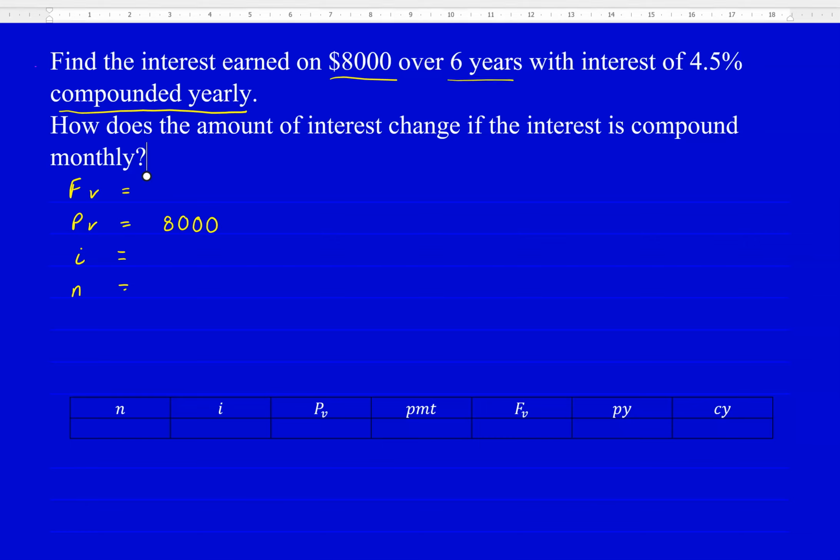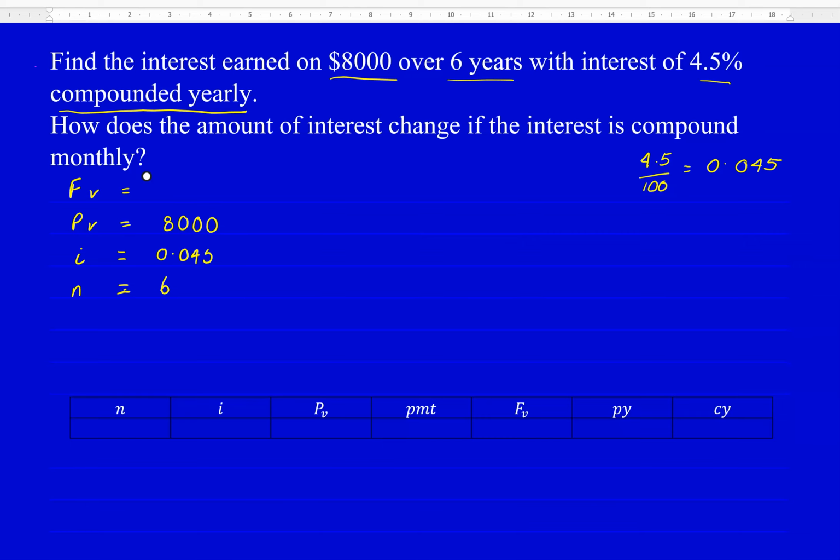6 years, we pop our 6 here, with an interest of 4.5%. So first thing we have to do is divide this by 100. So 4.5 over 100. Hopefully you don't need the calculator for that. 0.045.